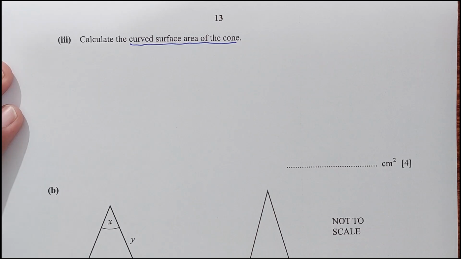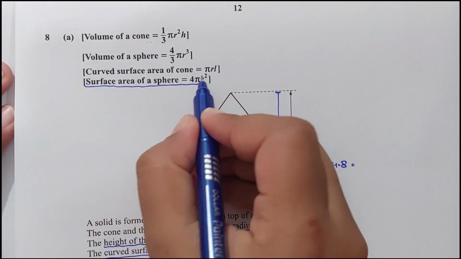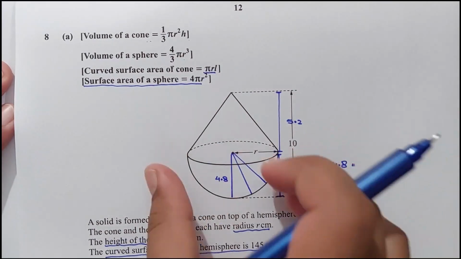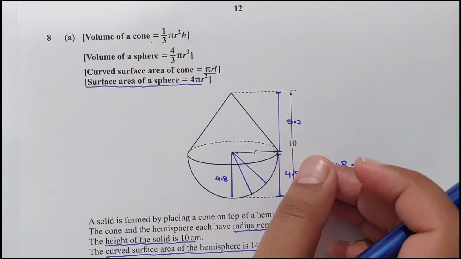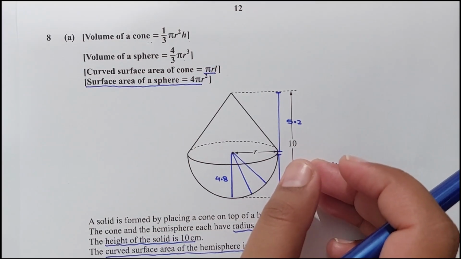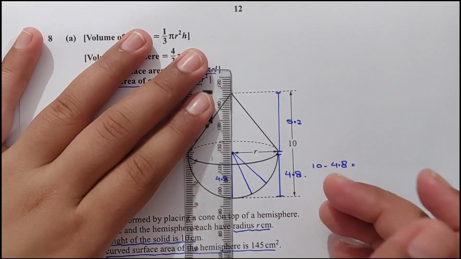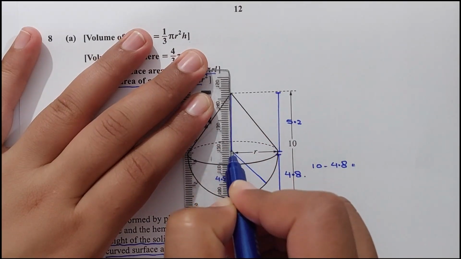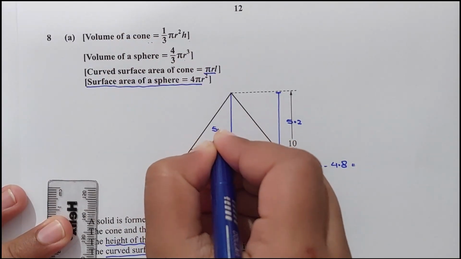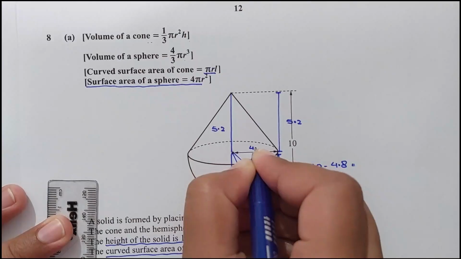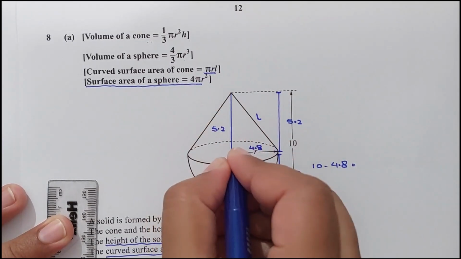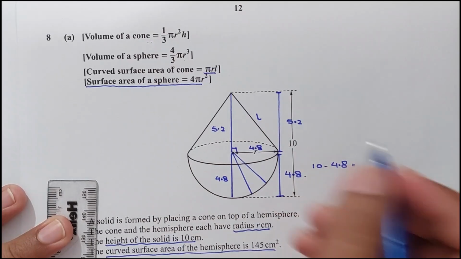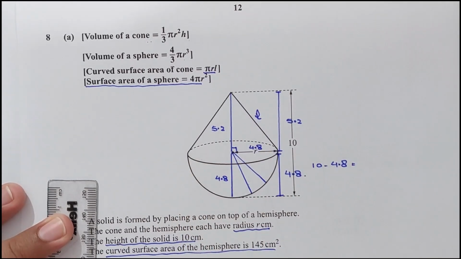Now for part 3, calculate the curved surface area of a cone. At the top of the question, we have the formula that the curved surface area of a cone is pi r L. For the cone, we have the radius of the cone, but we have to find the slant height, L. This is the height, which is 5.2. This is the radius, which is 4.8, and this is L, the slant height. So this is a right angle triangle. We can easily find the hypotenuse, which is L, by using the Pythagoras theorem, right?